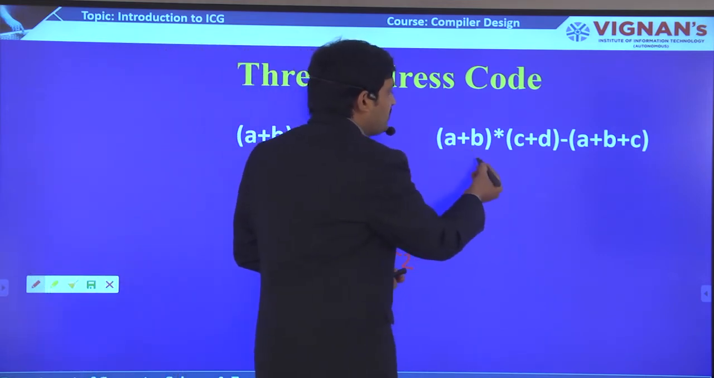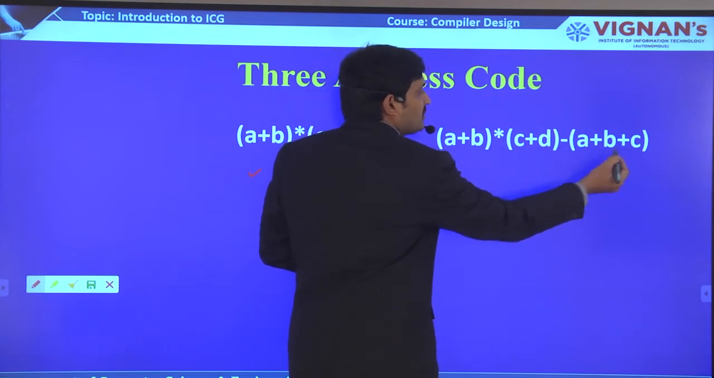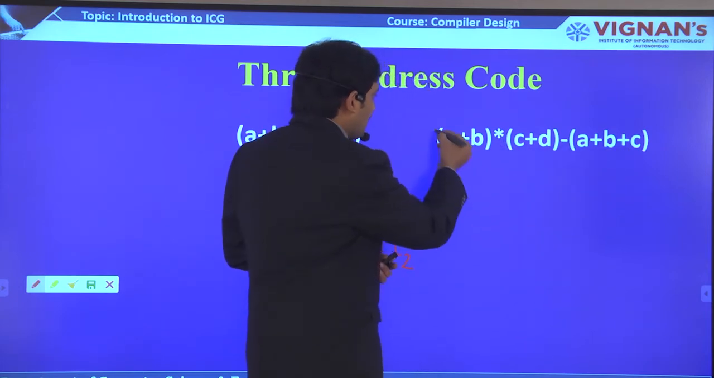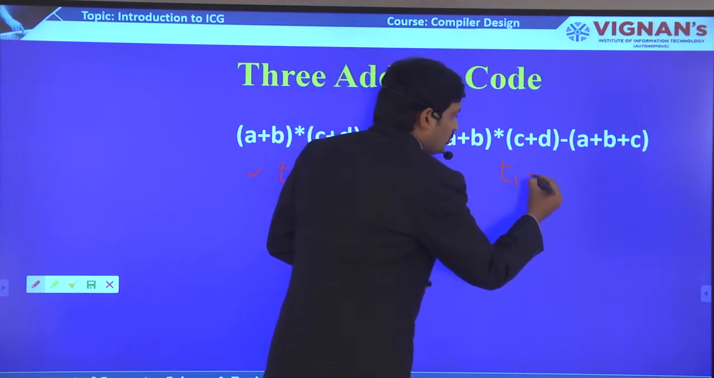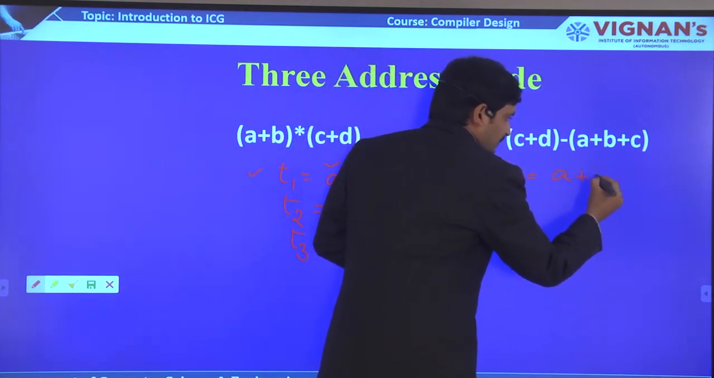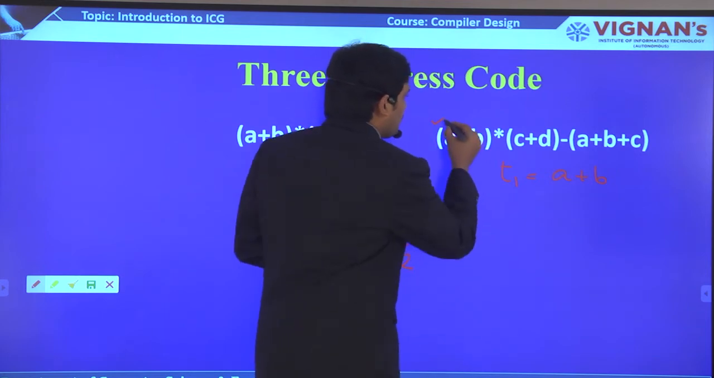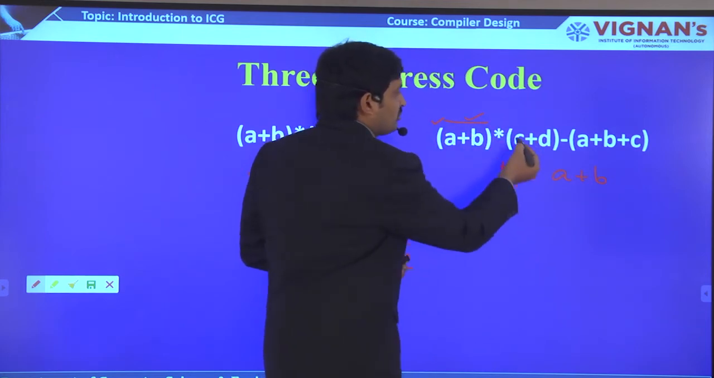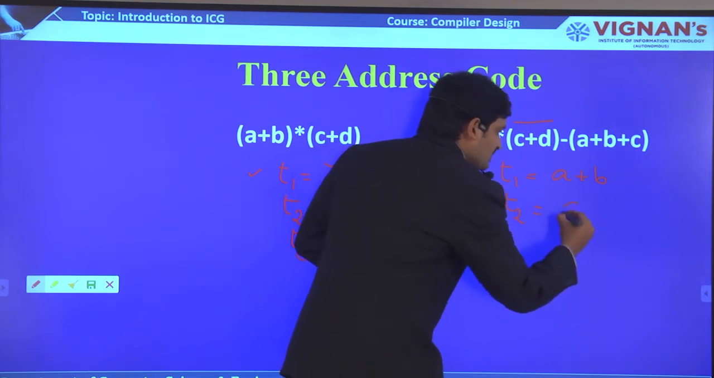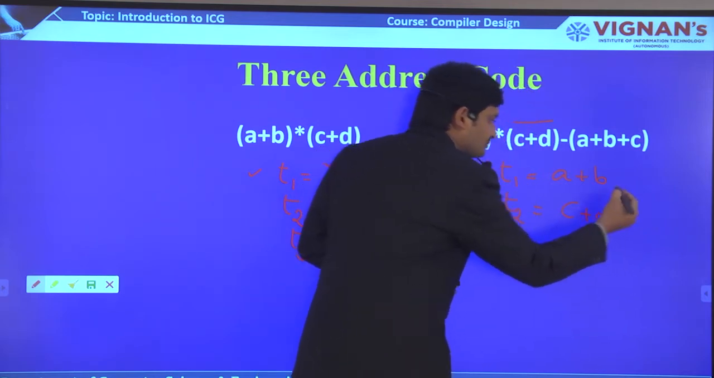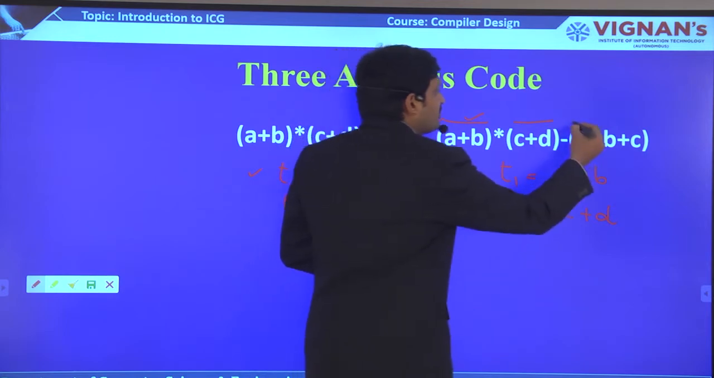So a plus b star c plus d minus a plus b plus c. First I want to solve this a plus b, so I am taking t1 equal to a plus b. So this part is over. Now come to the next part, c plus d. So t2 equal to c plus d. Fine.